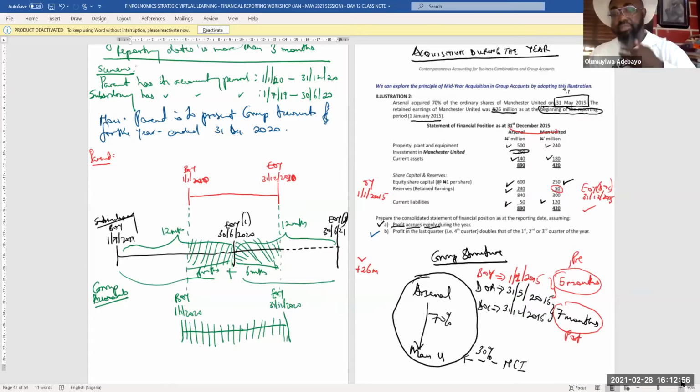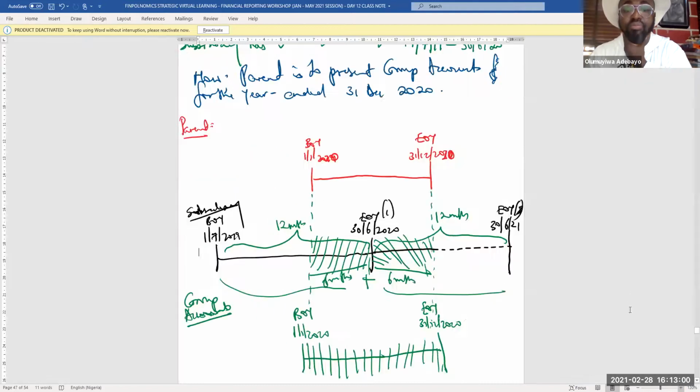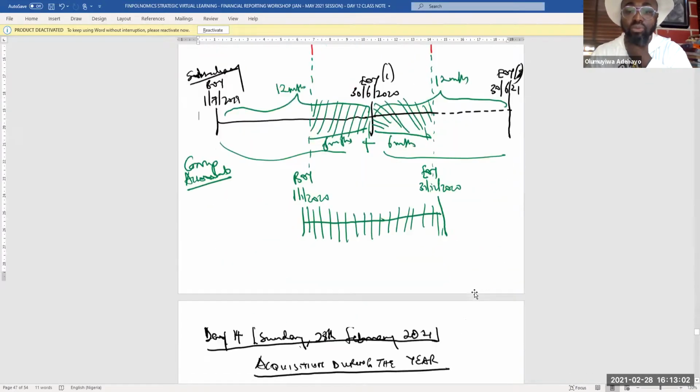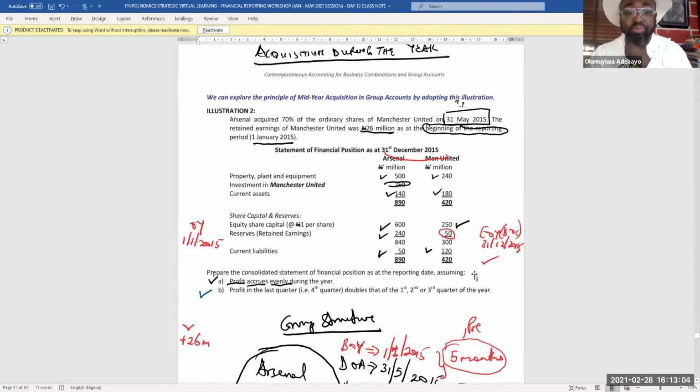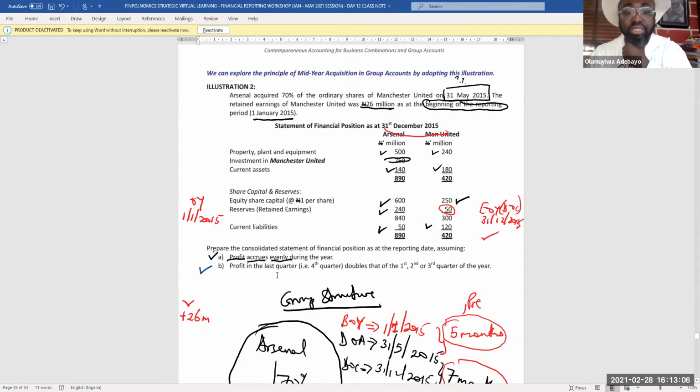Who can interpret that statement? Who can interpret this statement, please? Profit in the last quarter doubles that of the first or second or third quarter of the year.